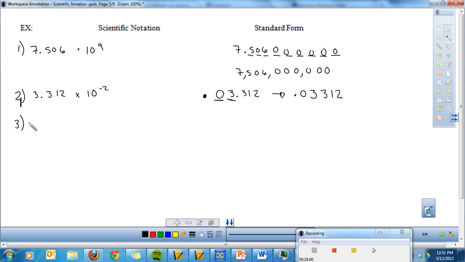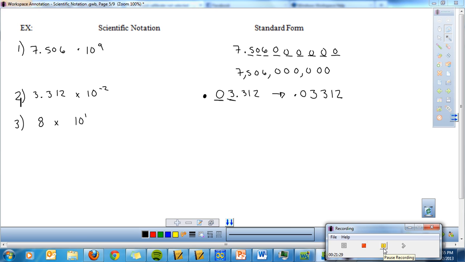Let's do another example. What if we had 8 times 10 to the first? 8 times 10 to the first. All right, well, this is another decimal. And you might think, well, this isn't scientific notation, but there is a decimal right here, right? And there's no numbers to the right, but there might just be zeros. So we're going to write out our 8.